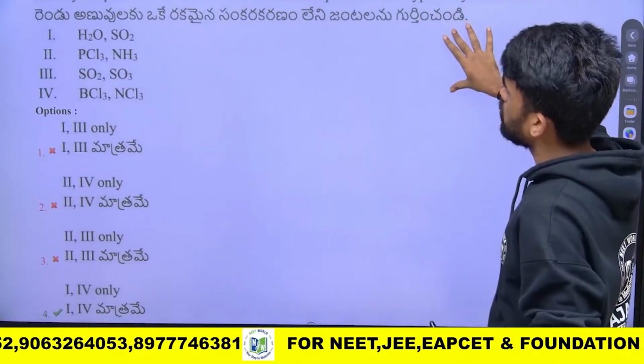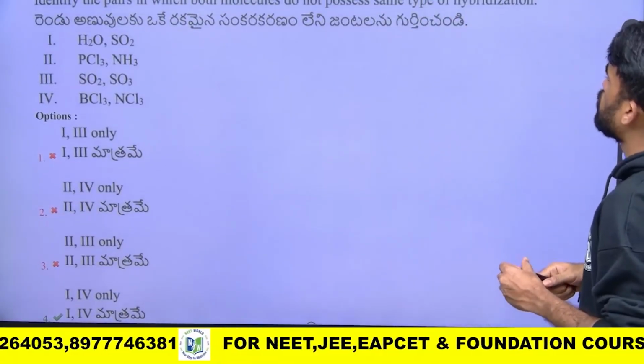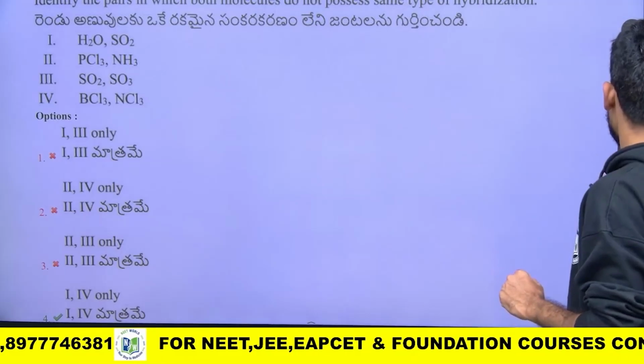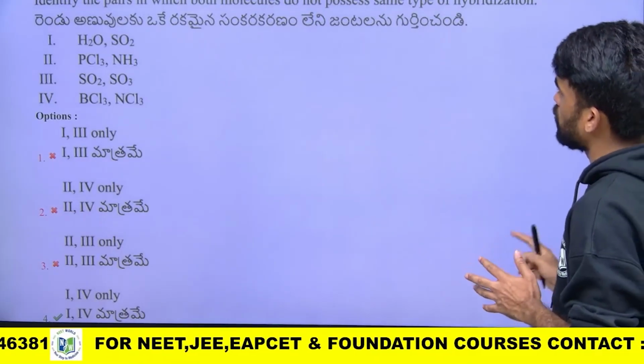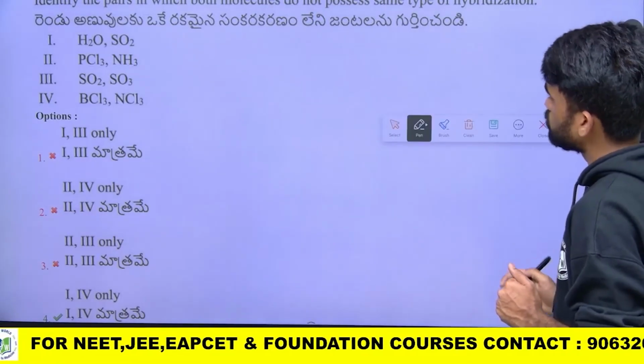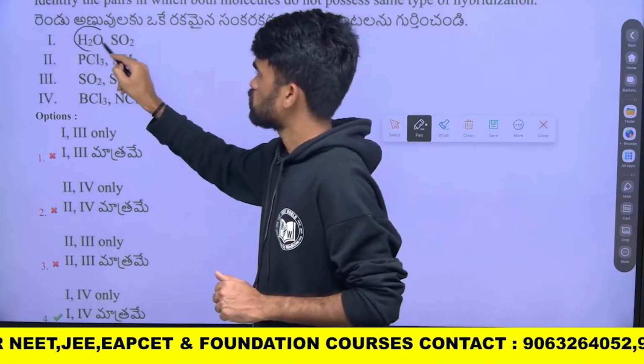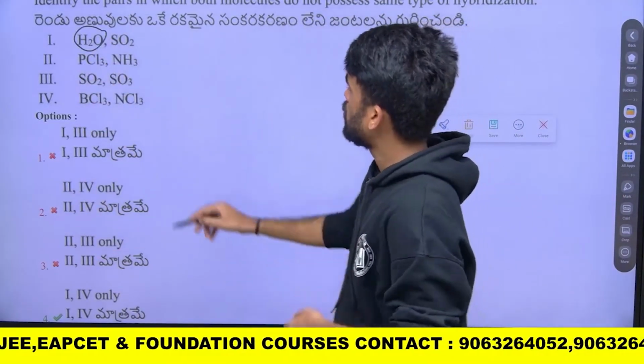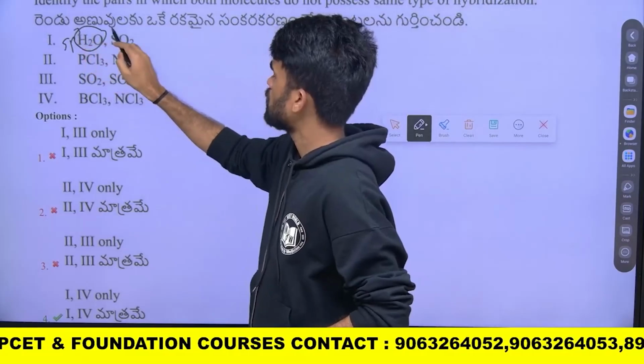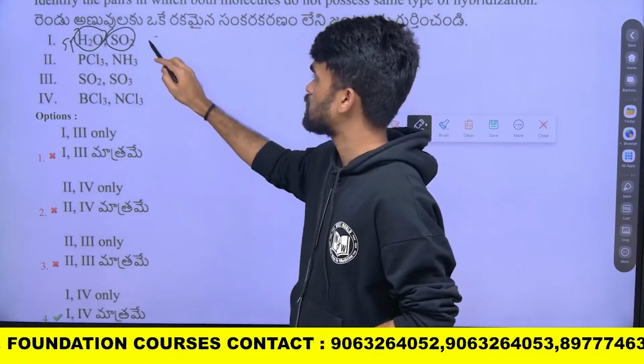Identify the pair in which both molecules do not possess the same type of hybridization. So it is easy, again from chemical bonding. So what it is saying here, water. What is the hybridization of water? It is sp3. For SO2 it is sp2.